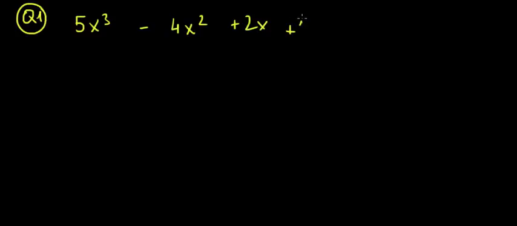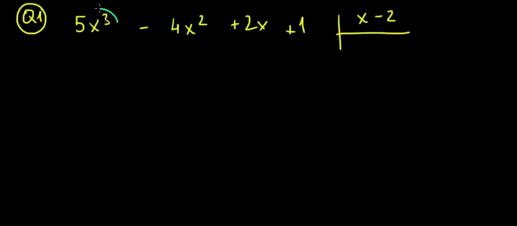In question 1 we have a polynomial division, so let's write it down. We have 5x cubed minus 4x squared plus 2x plus 1 divided by x minus 2. Okay, so as the first step, we divide the first term into x.